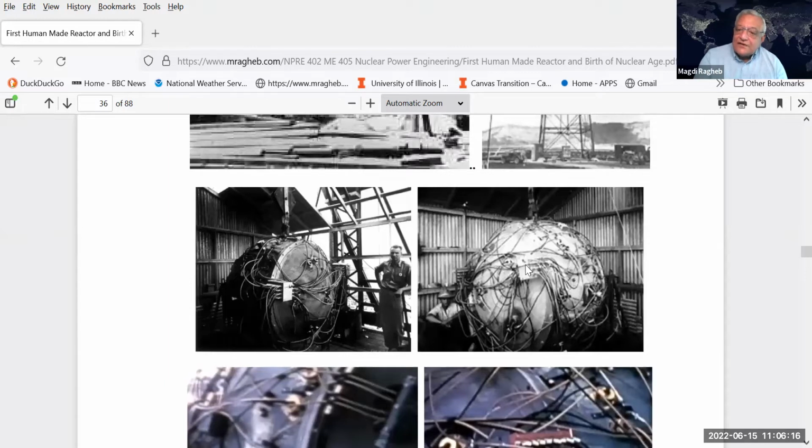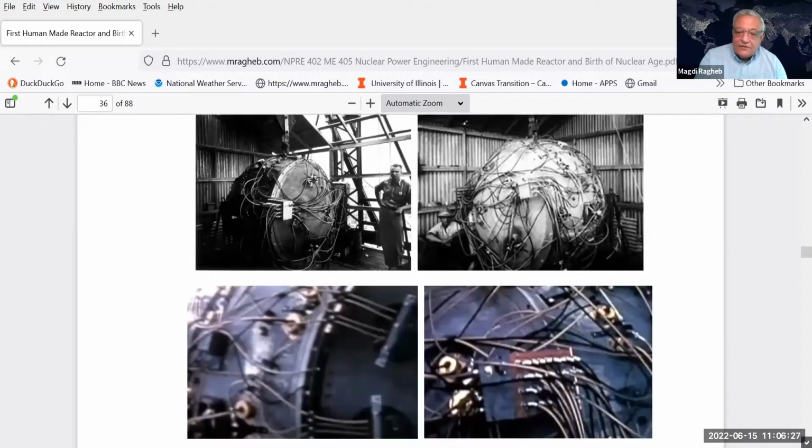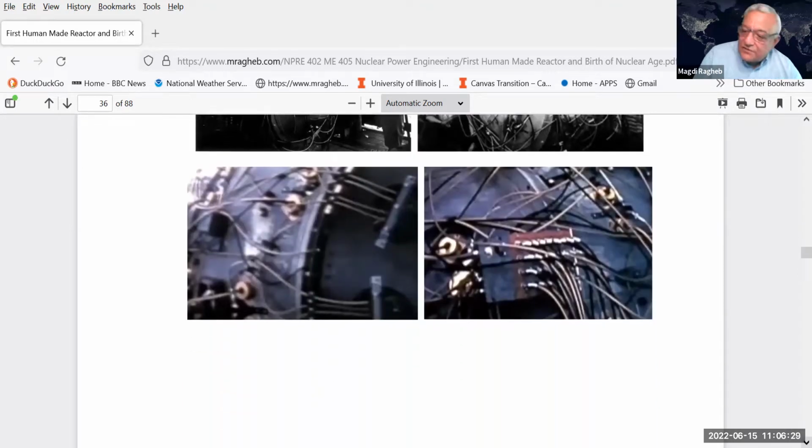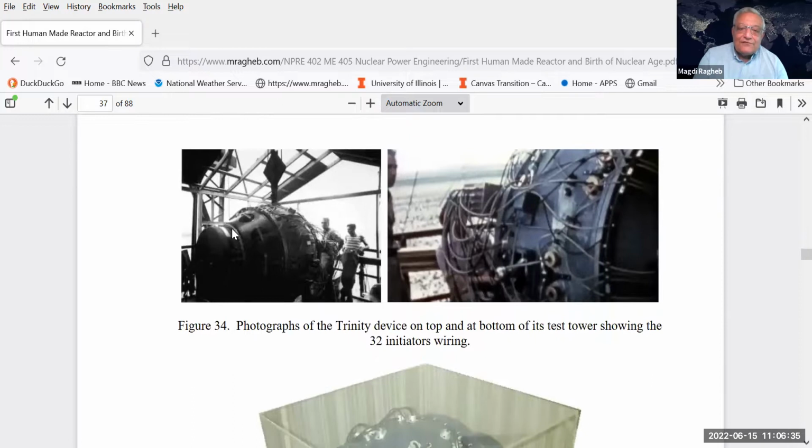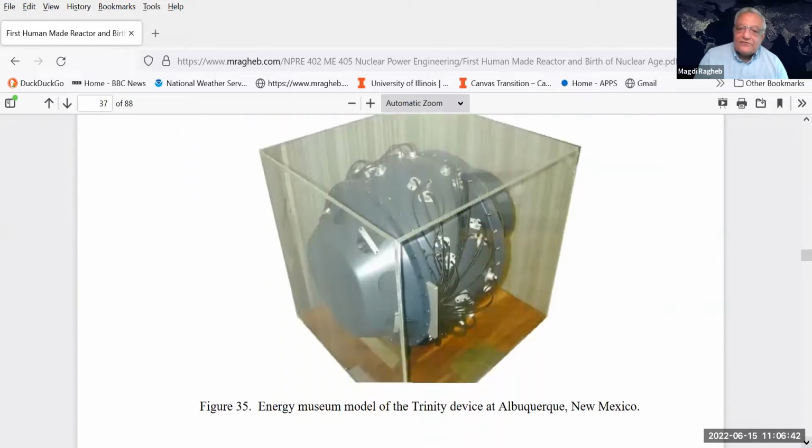This is the electronic equipment that would fire the initiators that start the explosive, and the plutonium core would be right there at the center of the device. You could see that the electronics were very complicated here because all these initiators had to be initiated at the same time. So this is a picture on top of the tower there. And if you visit the Museum of Los Alamos, this is a replica of that first device.